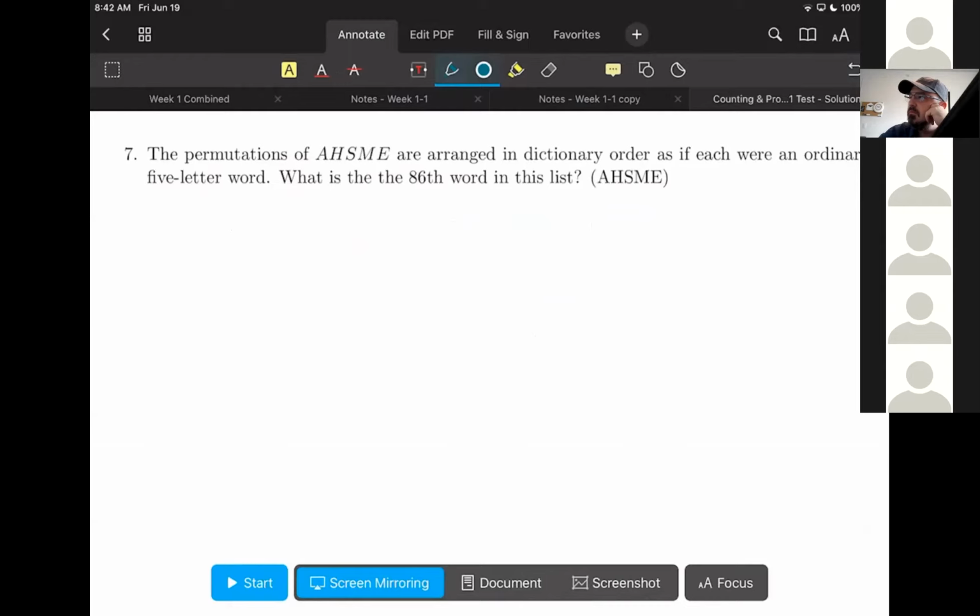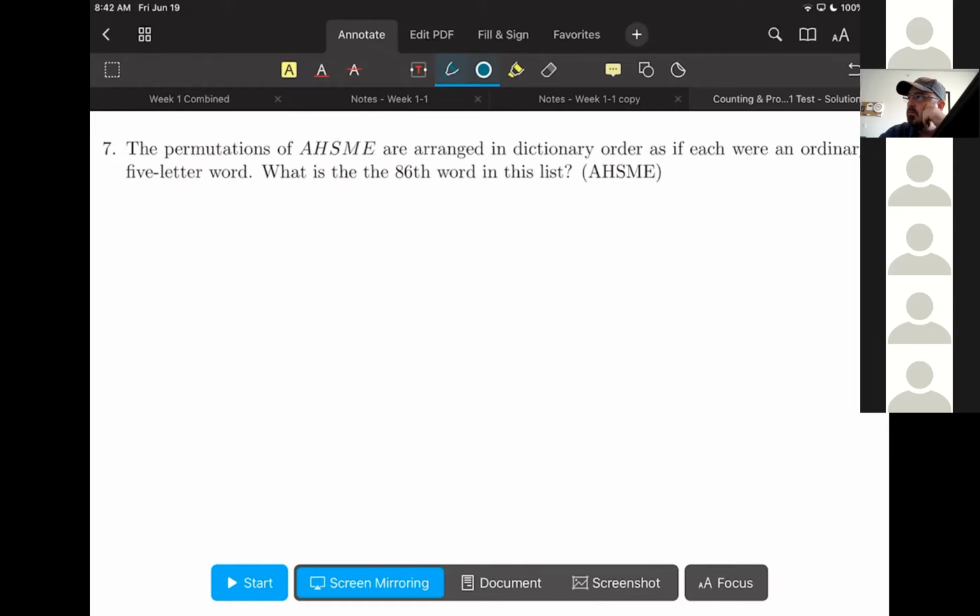All right. Just to explain the question a little: if we arrange something in dictionary order, it means it has to be in alphabetical order. If we start listing out the permutations of these letters in alphabetical order, we would start with something like A, E, H, M, S, and then A, E, H, S, M, then A, E, M, H, S. I'll just write a few. I won't write all.